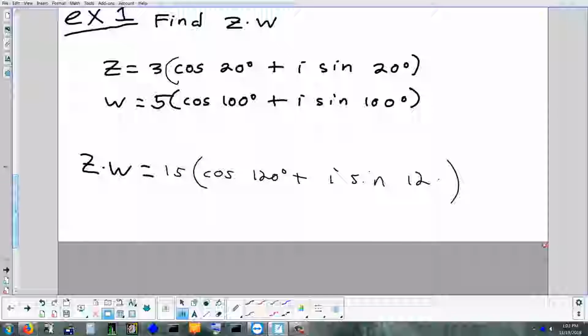And that's it. That's how you multiply two complex numbers in polar. Much faster than foiling and i-squareds and all the other stuff. But the only reason it was fast is because they were both in polar to start. Any questions on that one?